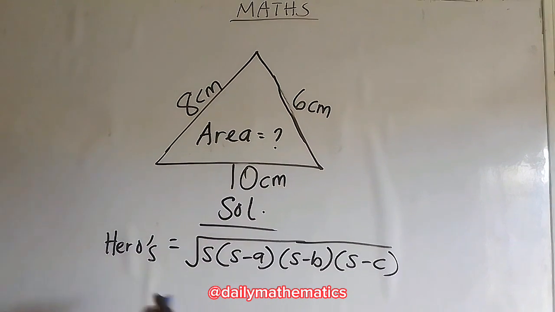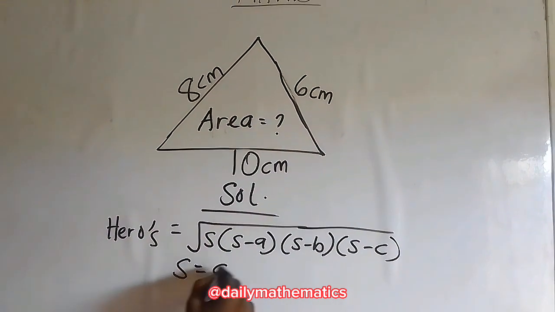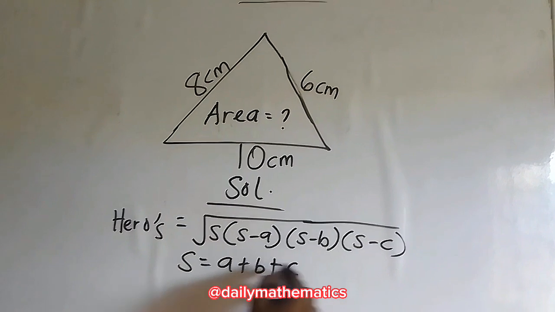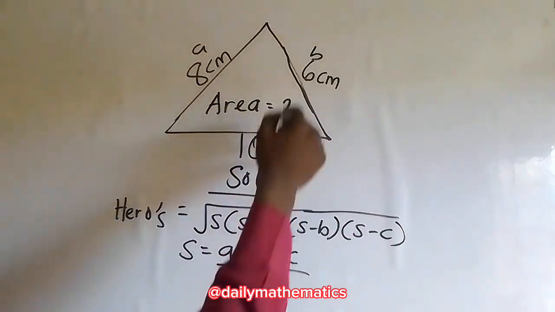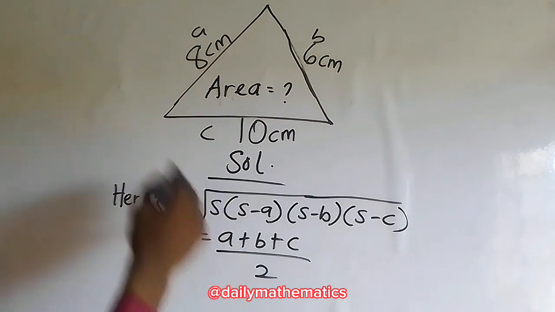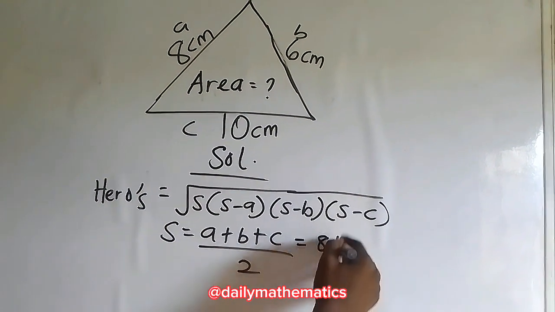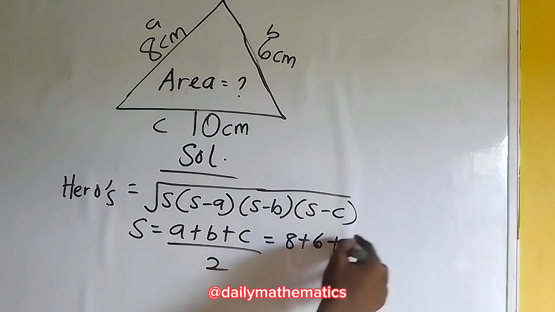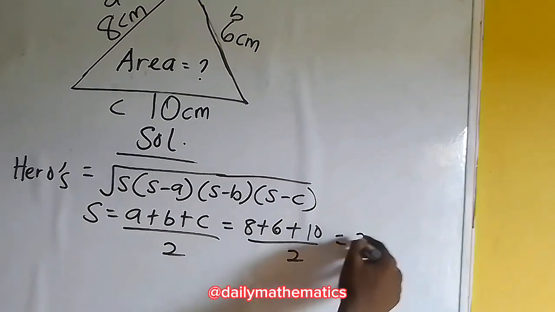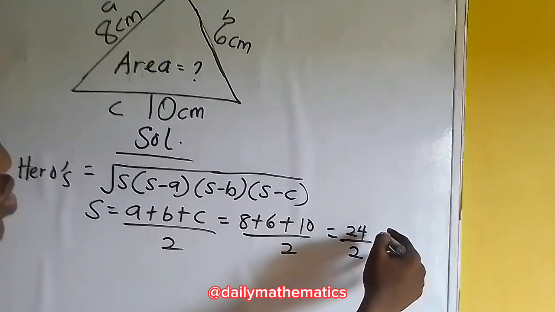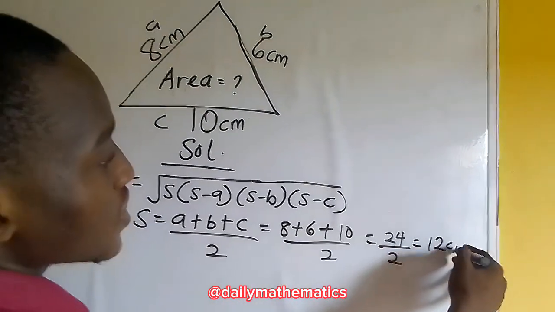So what is s in the first place? s is equal to a plus b plus c over 2. a, b and c are just the sides of the triangle. So a equals 8, b equals 6, c equals 10, over 2. 8 plus 6 plus 10 equals 24, over 2, which gives us 12 centimeters.